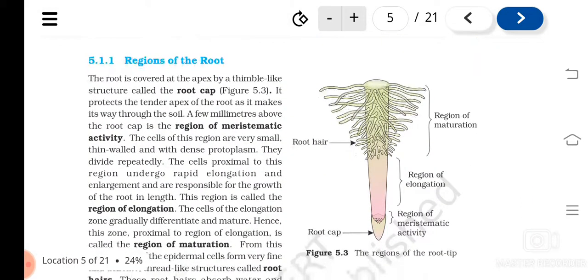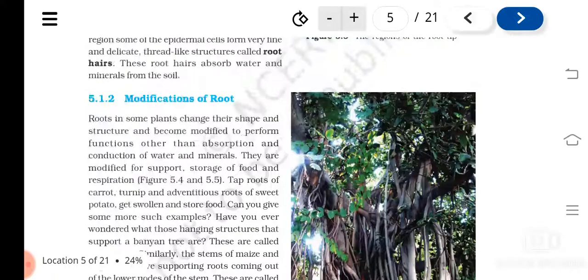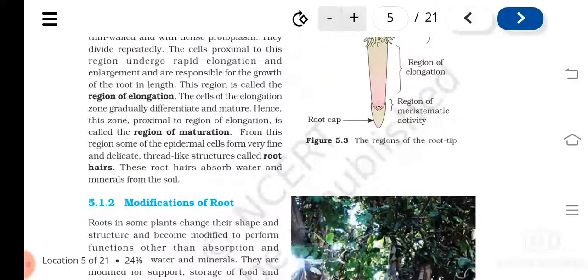And we have also seen that when we see the root of a plant, isn't it? There are regions like root cap, then region of meristematic activity, region of elongation, and region of maturation, where you can see the root hairs.